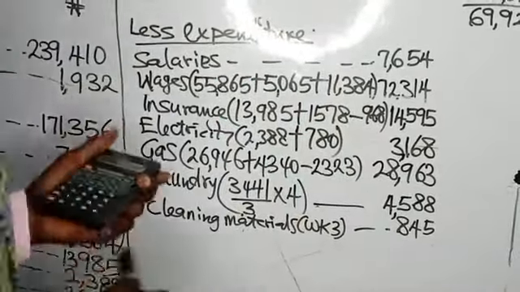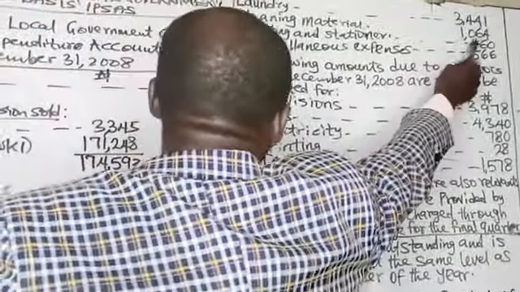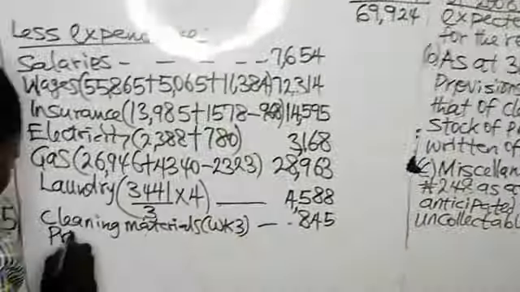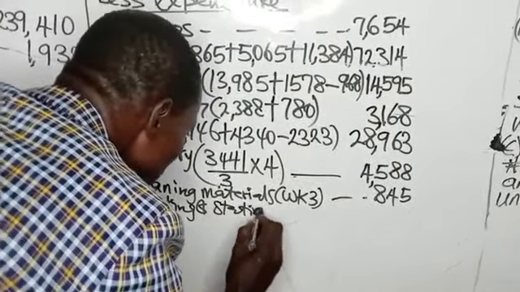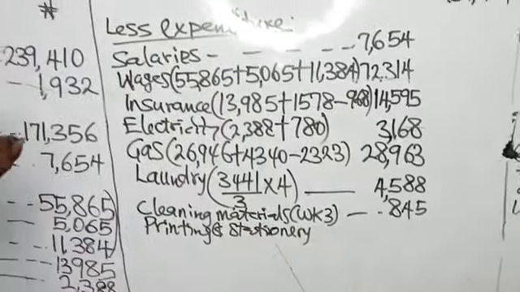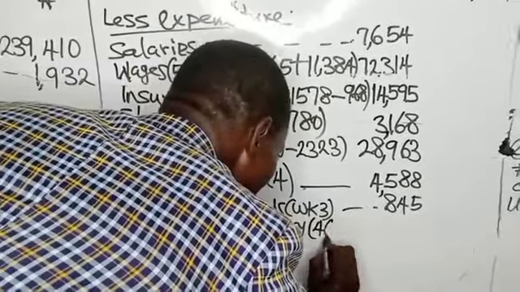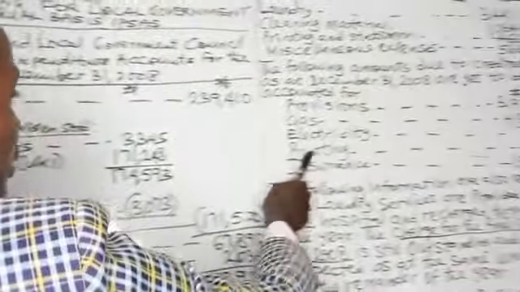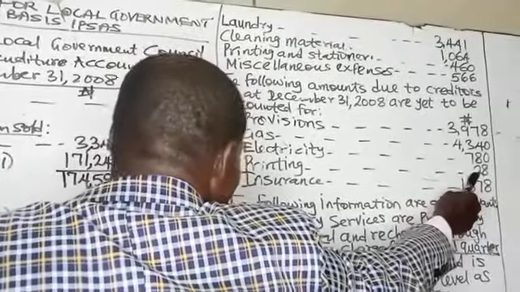Back to the question. We have printing and stationery, 460. Do we have anything? Yes, 460 is the amount paid. Amount paid is 460. Then you have printing, 28. That is creditors for printing. That is accruals at the end of the period. So you add the closing accruals plus 28.